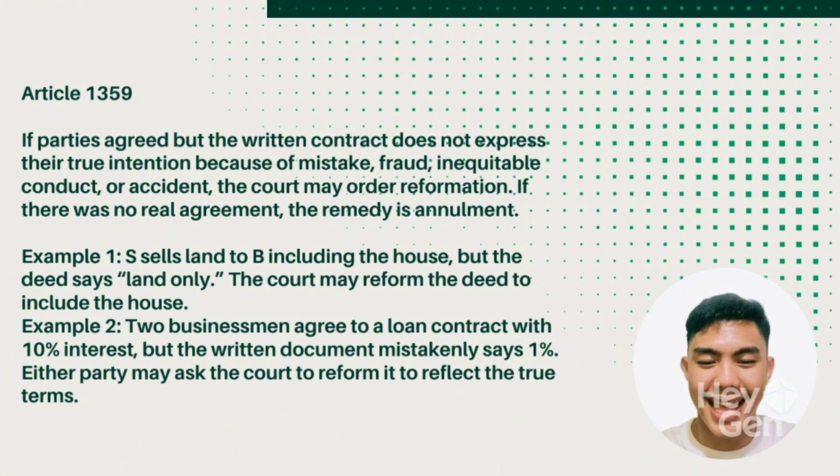Example 1. S sells land to B including the house, but the deed says land only. The court may reform the deed to include the house. Example 2. Two businessmen agree to a loan contract with 10% interest, but the written document mistakenly says 1%. Either party may ask the court to reform it to reflect the true terms.